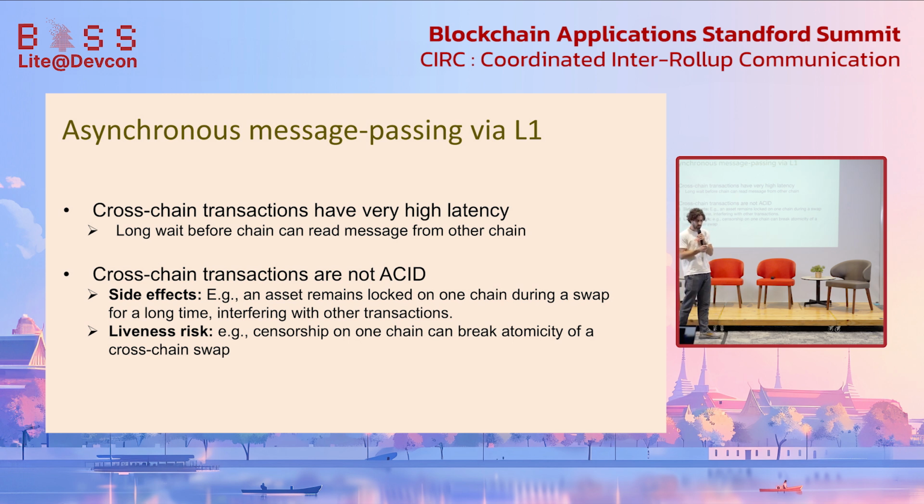There are side effects. So if you think about any of the bridging protocols today, or message passing protocols today, generally an asset will remain locked for a long time on one chain during a swap until it receives some instruction or message or event notification about what happened on the other chain. And so this will interfere with other transactions because you can observe that this asset has remained locked for a long time. The other thing is that there's a liveness risk. If one of the chains loses liveness during an atomic swap, then that can actually break the atomicity of the cross-chain swap.